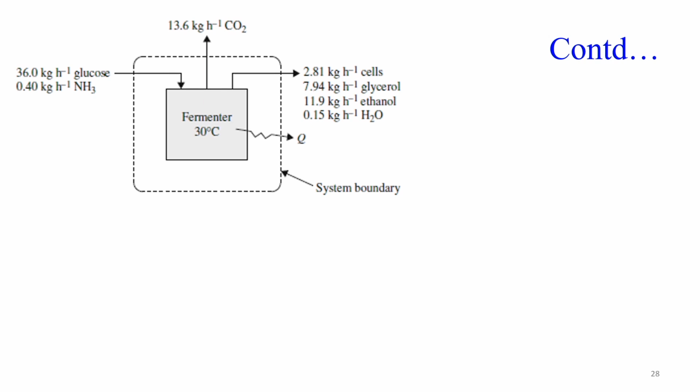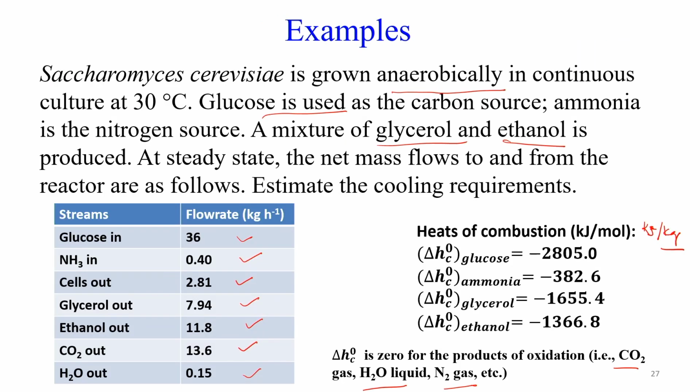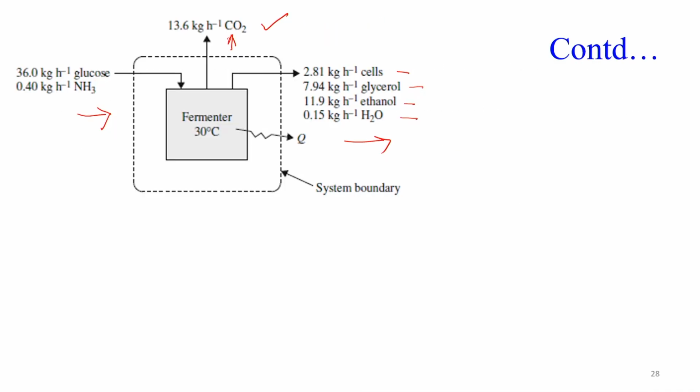This is a bioreactor. How much glucose is coming in? 36 kg per hour. How much ammonia is coming in? These are the inlet streams, 0.4 kg per hour. What is the outlet stream? 2.81 kg cells, 7.94 kg glycerol, 11.9 kg per hour ethanol and 0.15 kg per hour of H2O along with carbon dioxide. These are going out, these are the outlet streams. Now, what we have to calculate here is to estimate the cooling requirement. It means how much energy is released to the environment.